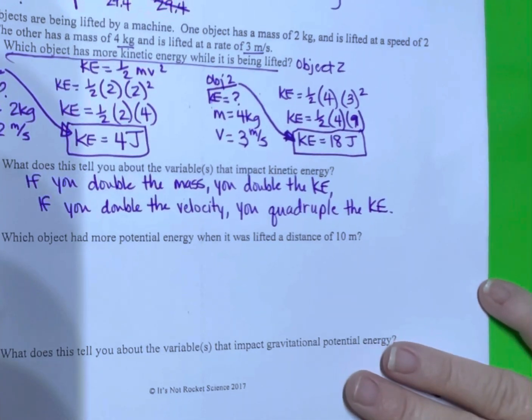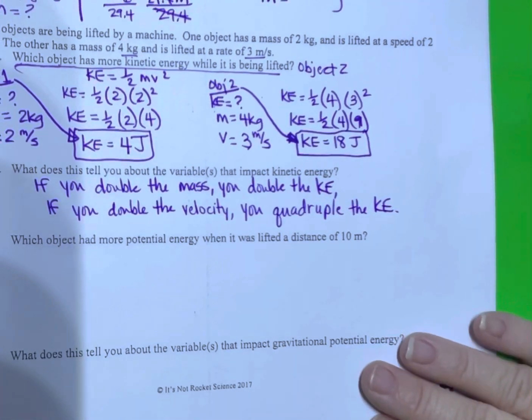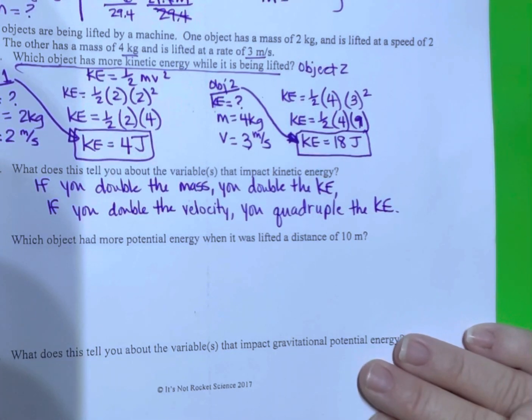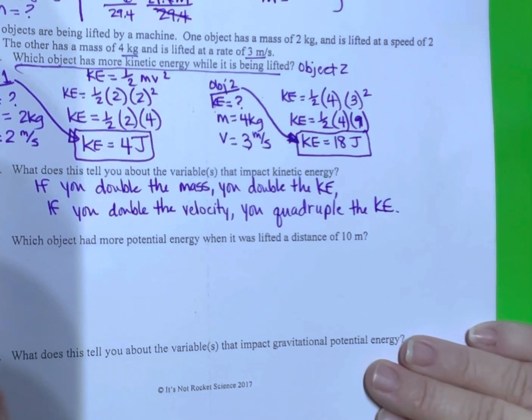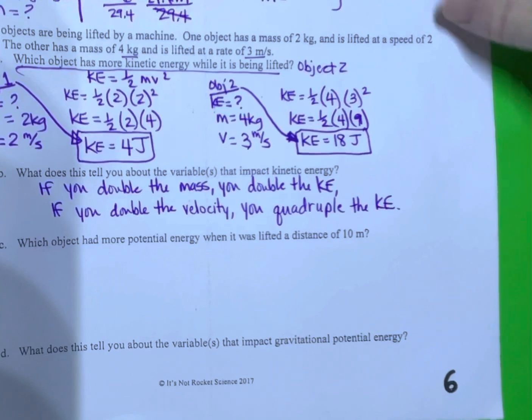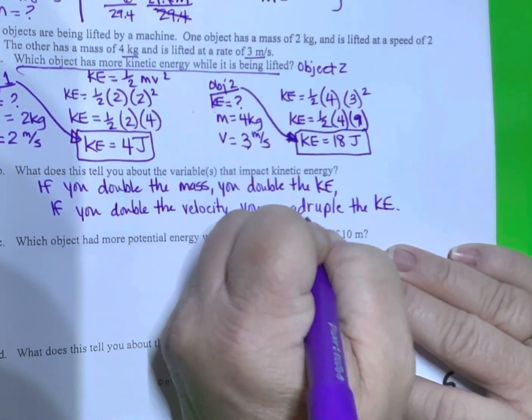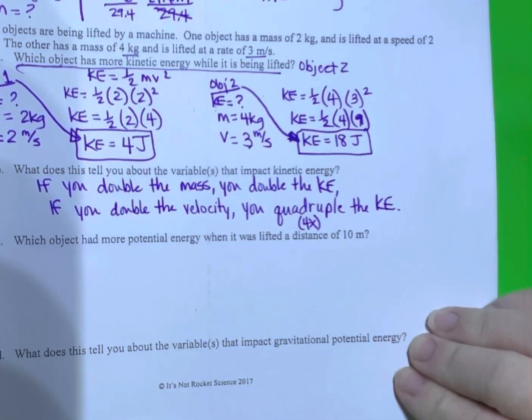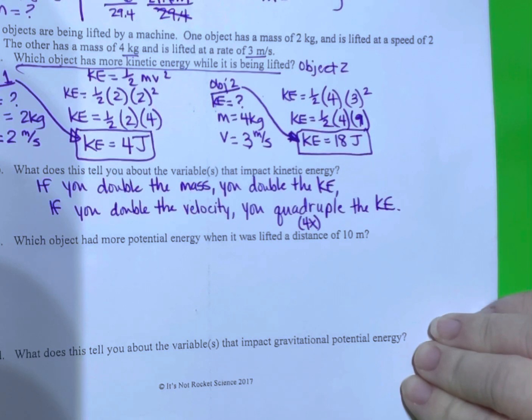Scooch it over a little bit. I don't write the word quadruple very often. It looks kind of like a funny word, doesn't it? Underneath that, I'm going to put 4x because that's going to remind me it's 4 times more. Okay?